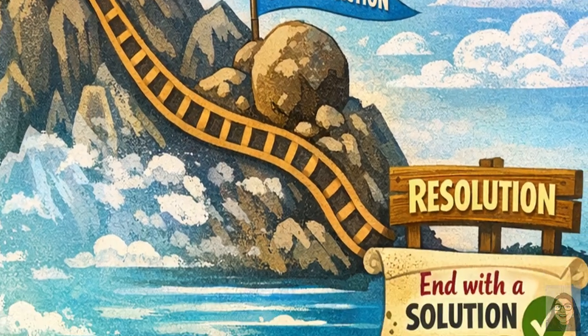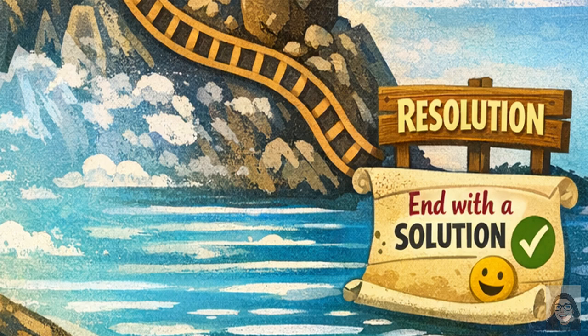Once the problem has been resolved, the story moves into the conclusion. The conclusion often shows how the main character has changed, or what they have learned from the experience. Sometimes this is where the message or moral of the story becomes clear.